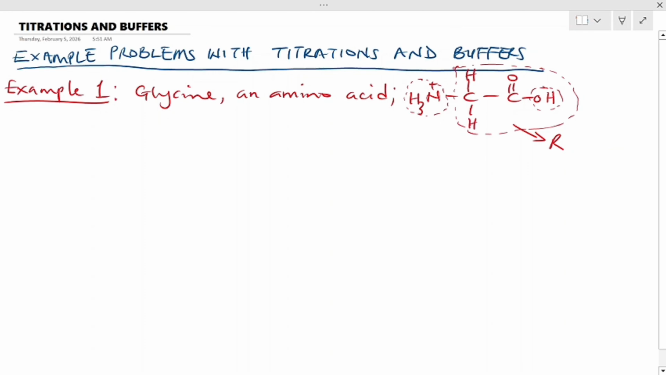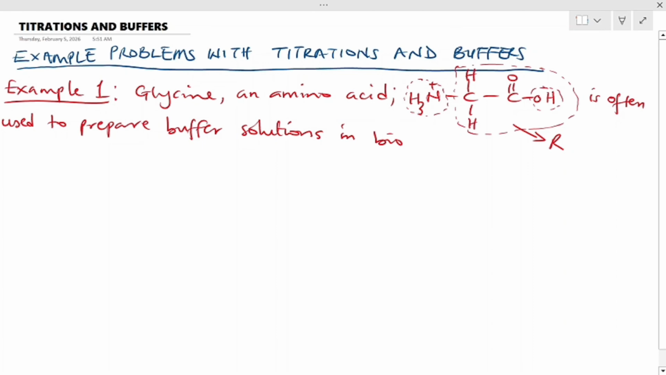Glycine, an amino acid, is often used to prepare buffer. So glycine is often used to prepare buffer solutions in biochemistry.